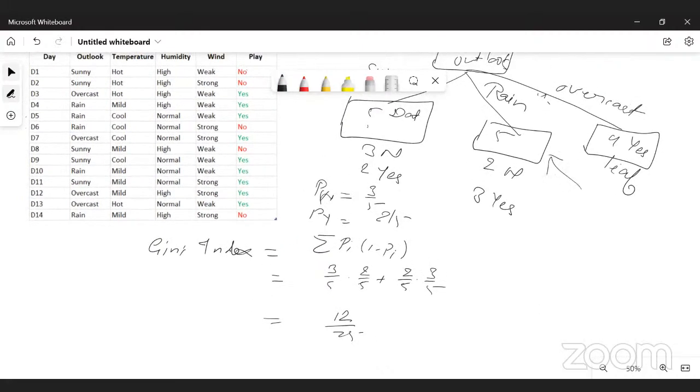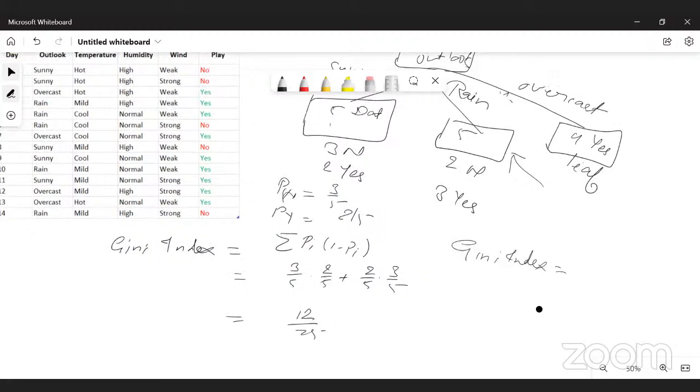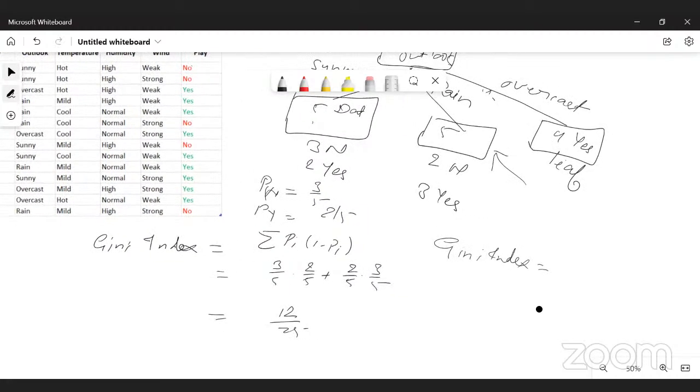Now we have to find the Gini index of this node. It will be the same, because the numbers are the same. So this will be 12 by 25. What will be the Gini index of this node? It is 0. For a pure leaf the Gini index is always 0, because the probability of class yes is 1 and the probability of class no is 0. So it will become 0.